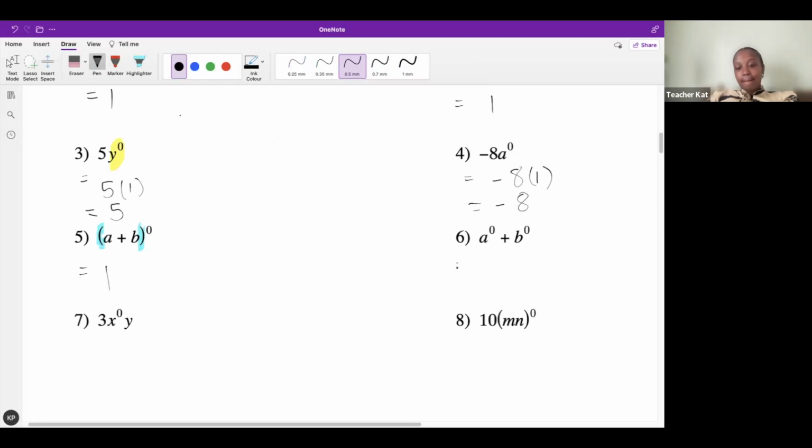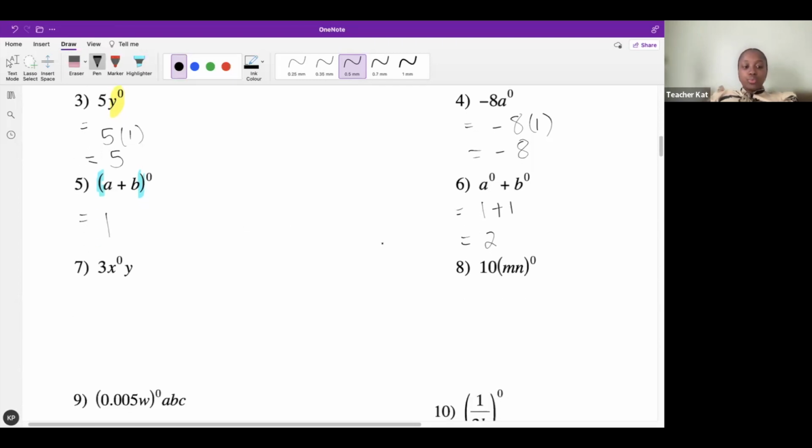Number 4 is negative 8, excuse me, times 1, which will give you negative 8. That is true. Number 5 is 1 because the whole bracket is contained inside the power. So it's a plus b, whatever a plus b is, all raised to the power of 0. So my answer is 1. Number 6, 1 plus 1, which is 2. So a to the power of 0 is 1 plus b to the power of 0, which is 1. And my final answer will be 2.